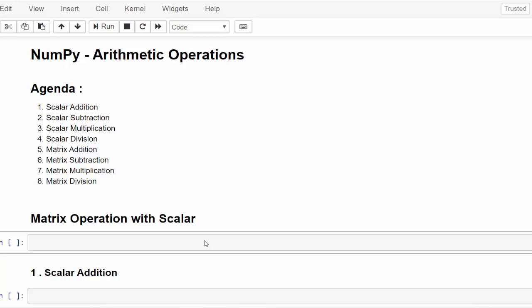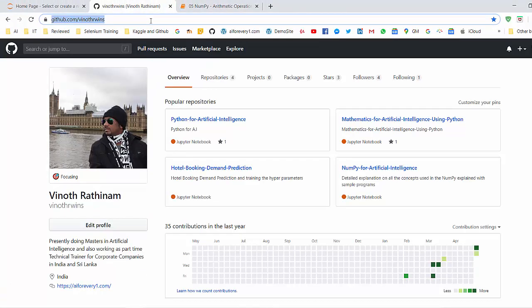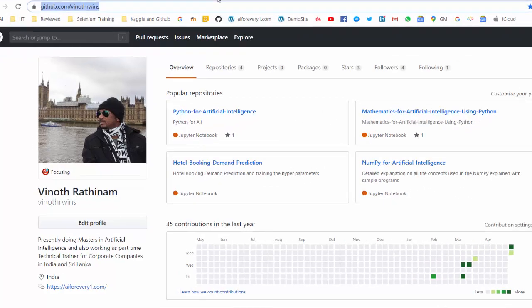In this video, we are going to learn about arithmetic operations using NumPy. You can see the agenda here. We are going to perform addition, subtraction, multiplication and division for scalars and also for two matrices. Then you need not take notes. I will be uploading this Jupyter notebook to my GitHub. You can directly download the respective files.